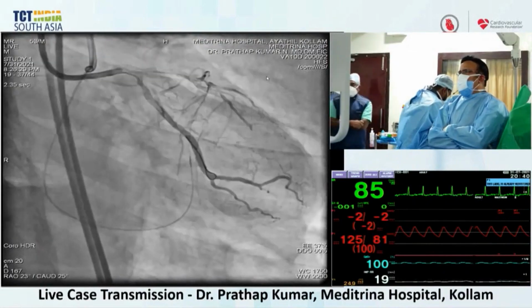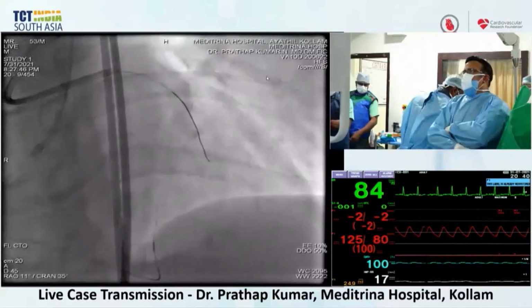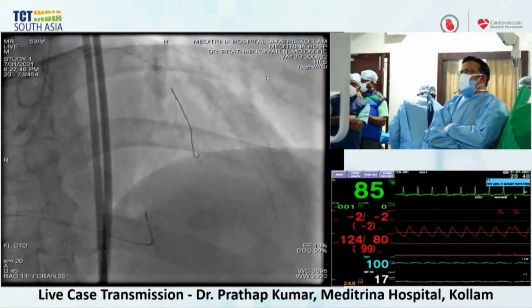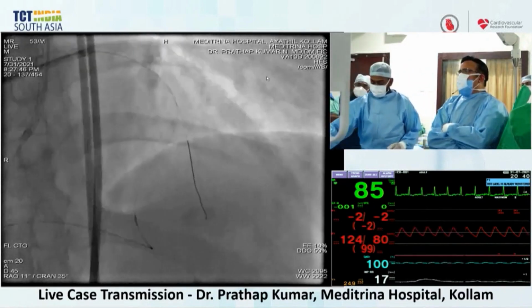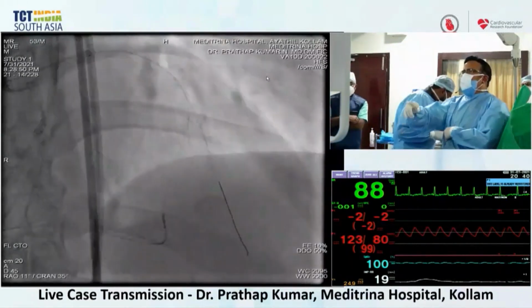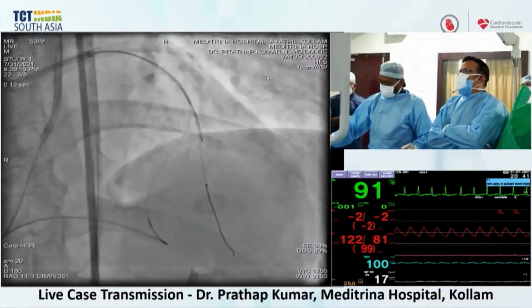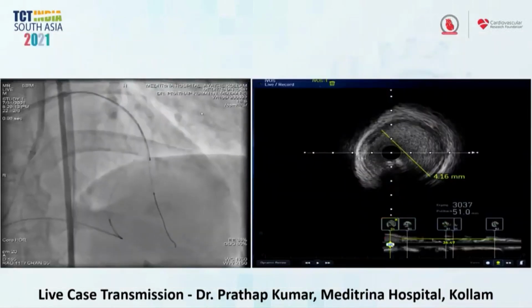We actually saw the vessel is having a competitive flow from the other side. Then we put an antegrade wire. The same wire from the circumflex we have taken, one more wire by the time. Next, we took IVUS. This is the IVUS. Can you just show the IVUS?